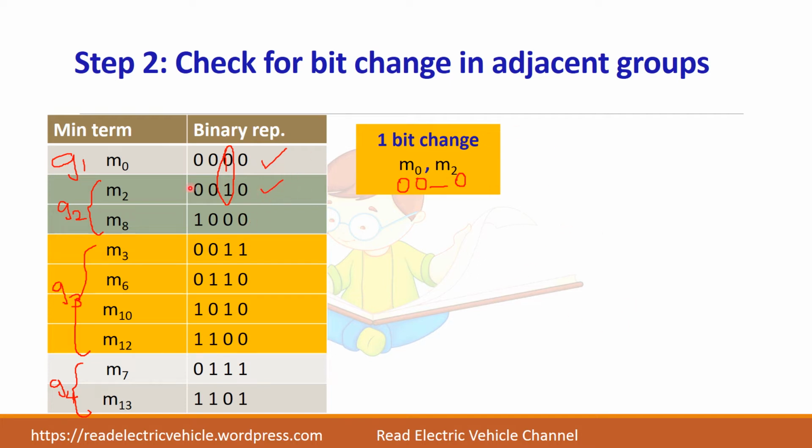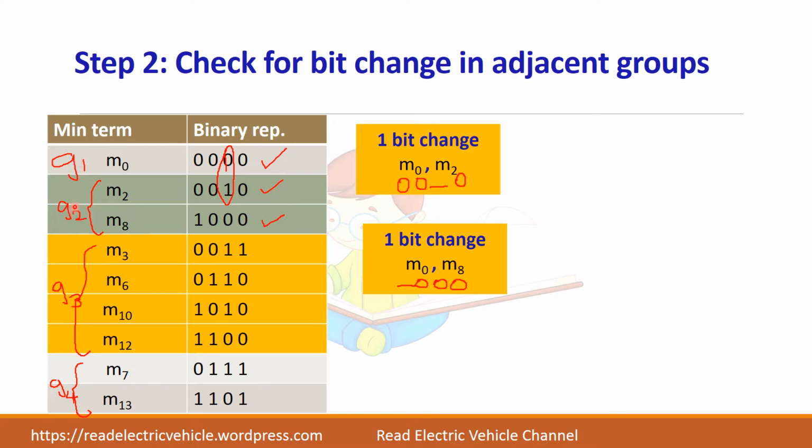Next we are going to compare M0 with M8. So in this case also there is only one bit change. What you will get? The first bit is different, dash 0 0 0. So here I have included 8. So I have to put a tick mark for 8. Okay. Already 0 is included, so you can leave it. So all the 3 terms are now ticked.